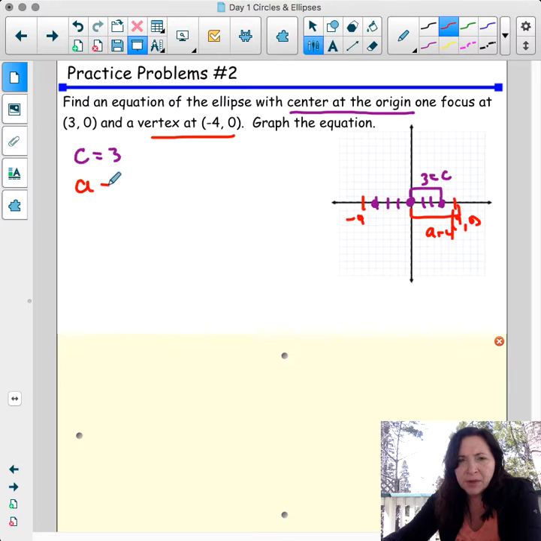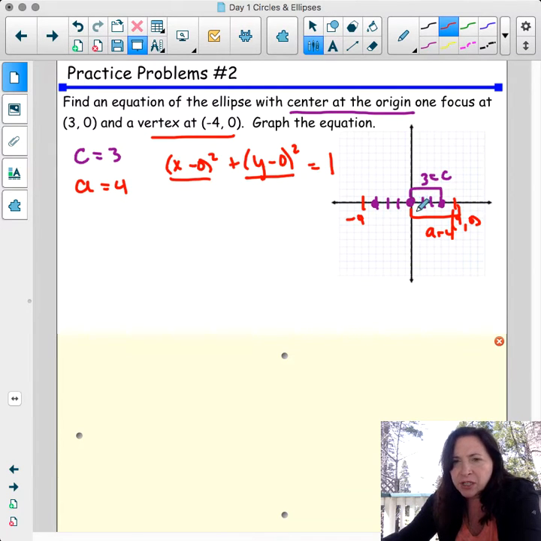And I know that because remember, my foci are always on my major axis. So in the scheme of things, we know that our center is at 0, 0. So we could start off by saying x minus 0 quantity squared plus y minus 0 quantity squared. And this is going to equal 1 because what we've done is we've divided that out. And in the x direction, I have gone 4. So that means that underneath here, this is going to be 4 squared, right? Which will be 16.